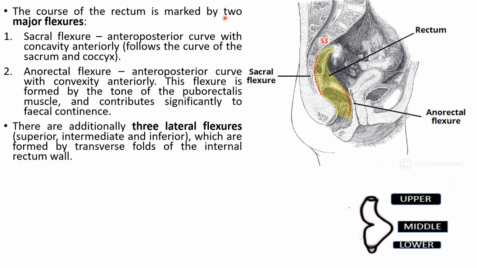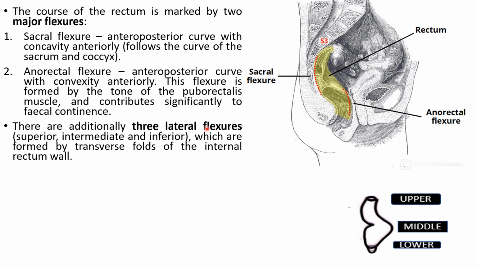It has two major flexures, the sacral flexure and the anorectal flexure. The sacral flexure is the anterior-posterior curve with the concavity anteriorly. It follows the curve of the sacrum and coccyx. The anorectal flexure is the anterior-posterior curve with the convexity anteriorly. This flexure is formed by the tone of the puborectalis muscle and contributes significantly to fecal continence. Here you can see the sacral flexure which follows the shape of the sacrum and coccyx. This is the anorectal flexure. This is formed by the puborectalis muscle.